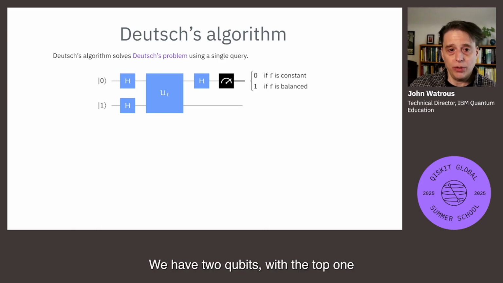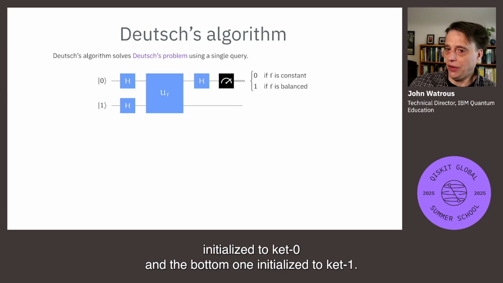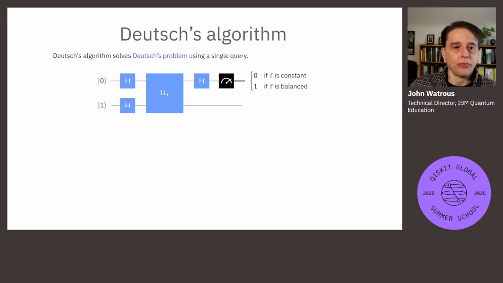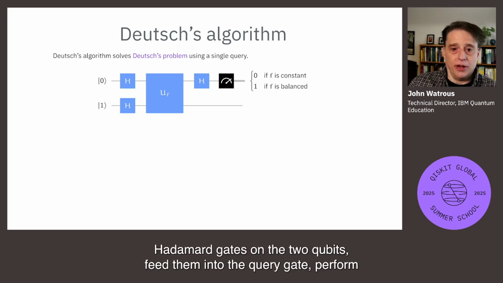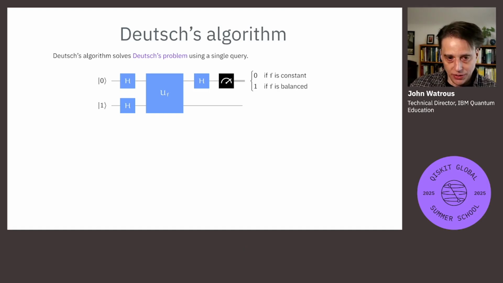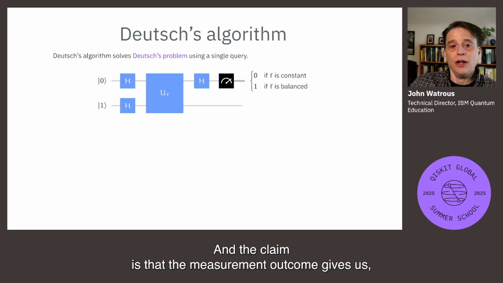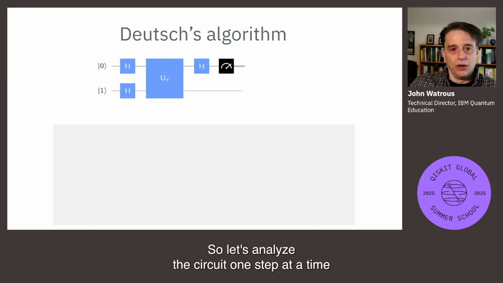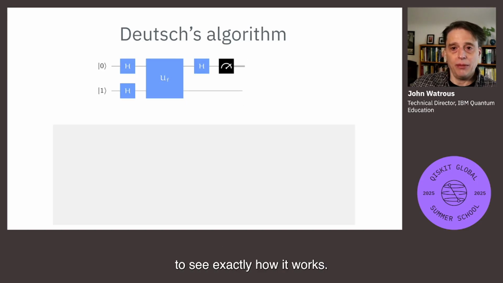We have 2 qubits, with the top one initialized to ket 0 and the bottom one initialized to ket 1, and we'll see why we initialize these qubits like this shortly. We perform Hadamard gates on the 2 qubits, feed them into the query gate, perform another Hadamard gate on the top qubit, and then measure it. And the claim is that the measurement outcome gives us, with certainty, the correct answer to the problem. So let's analyze the circuit one step at a time to see exactly how it works.